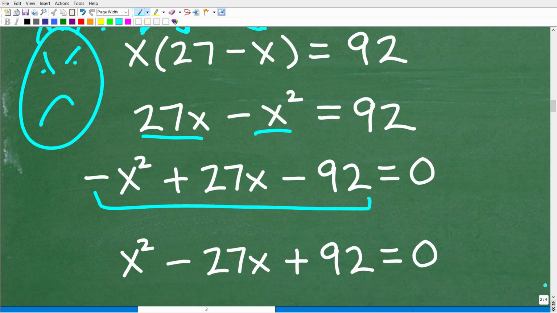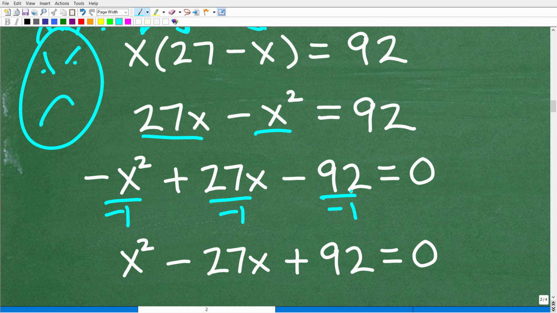We're trying to solve for x, so we want to get everything set equal to 0. This is the initial setup when we have a quadratic trinomial. We have negative x squared plus 27x minus 92. Well, I'm not a big fan of having a negative in front of the x squared term, so you can leave it this way, or we can simply divide everything by negative 1, and I actually prefer that. It won't change the answer.